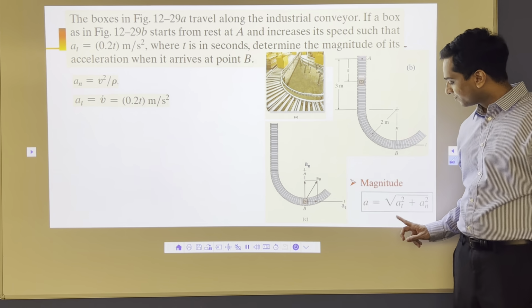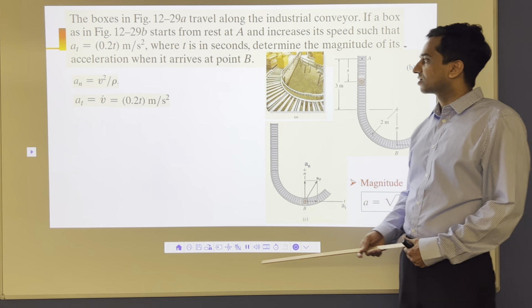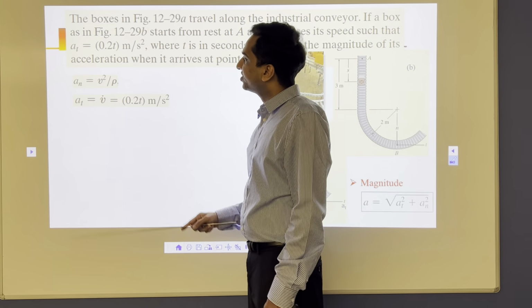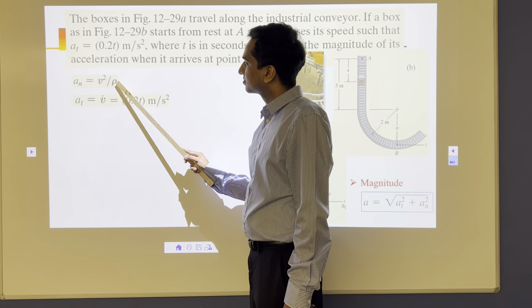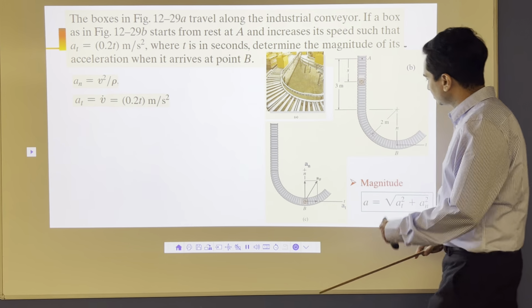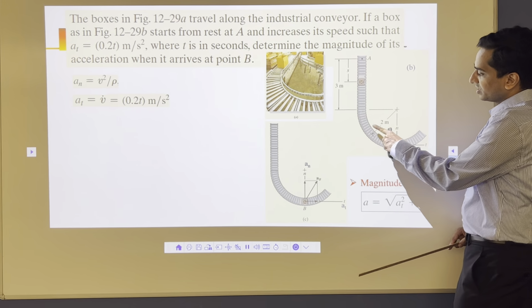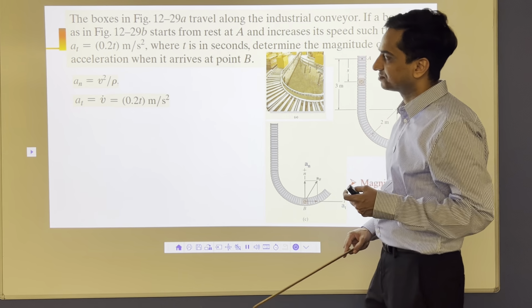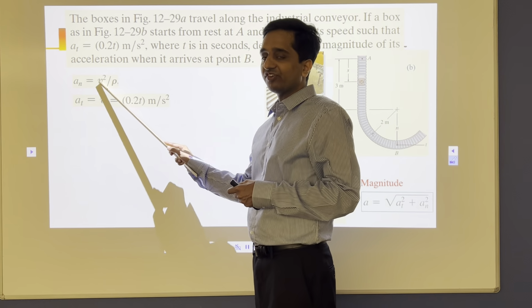Now to find aT and aN, we have the formulas. Normal acceleration is v square by rho. The radius we know, a 2 meter radius is given. That's the radius of curvature. We have that. We don't have the velocity here.